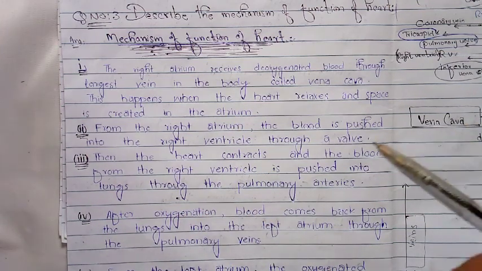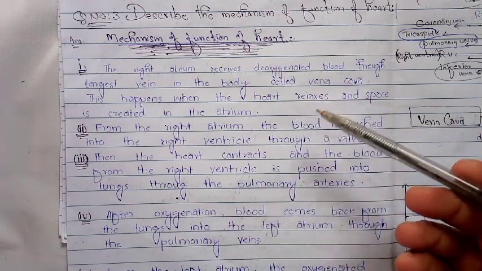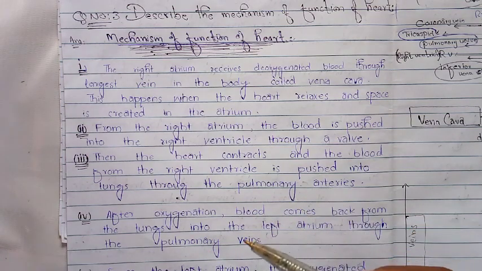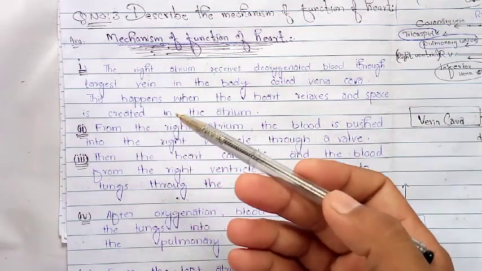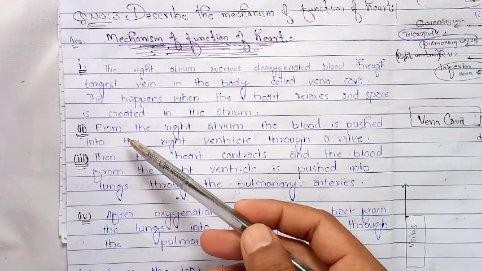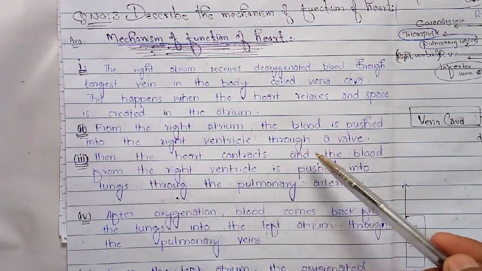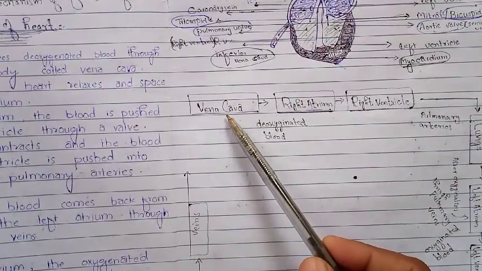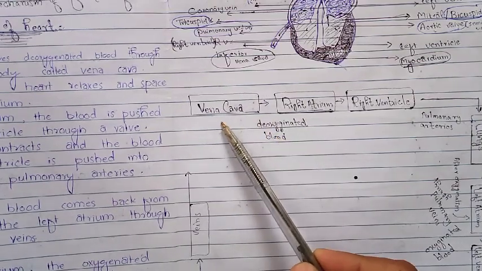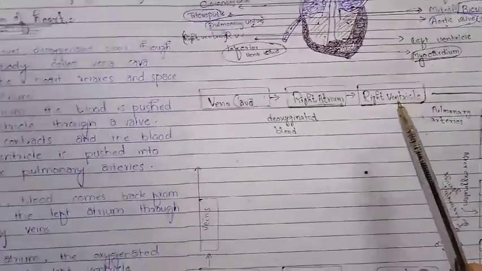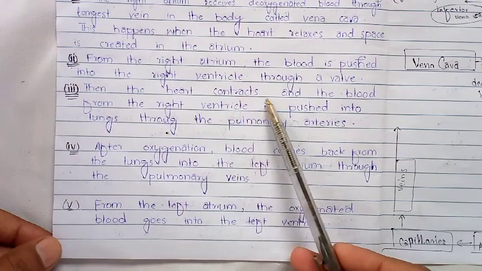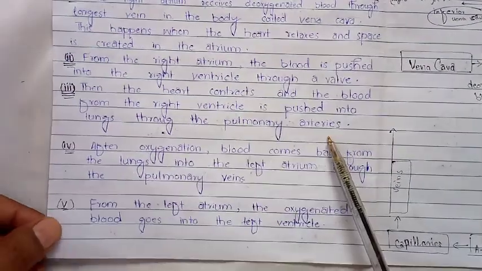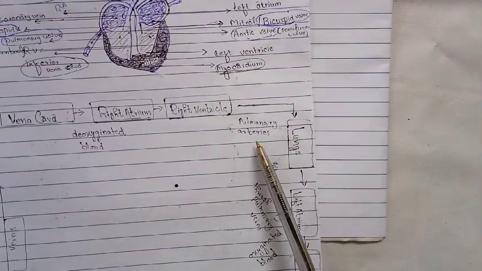Actually, some people start from the vena cava, and some start from the lungs. It depends on where we start, either from the lungs or from the vena cava. Now the next step: from the right atrium, the blood is pushed into the right ventricle through the valve. Here a cycle forms: the right atrium receives deoxygenated blood from the vena cava, then passes it to the right ventricle. After that, the heart contracts and the blood from the right ventricle is pushed into the lungs through the pulmonary arteries.